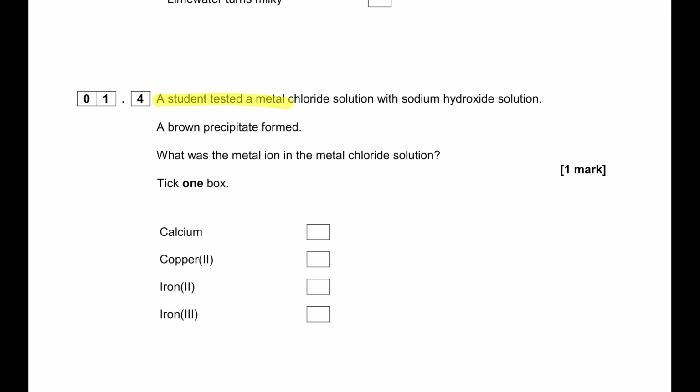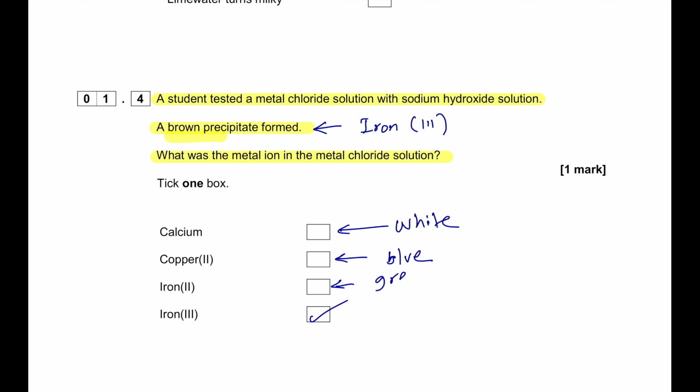A student tested a metal chloride solution with sodium hydroxide solution. A brown precipitate is formed. A brown precipitate is an indicative precipitate of iron 3. So iron 3 is present in the solution. What was the metal ion in the metal chloride solution? Iron 3. By the way, guys, if it would be calcium, probably it wouldn't give any precipitate. The most likely precipitate is going to be white. Copper would give a blue precipitate. Iron 2 gives a green precipitate.